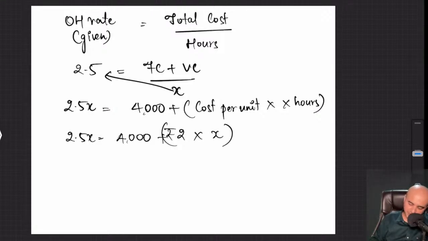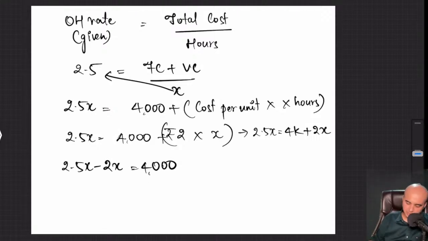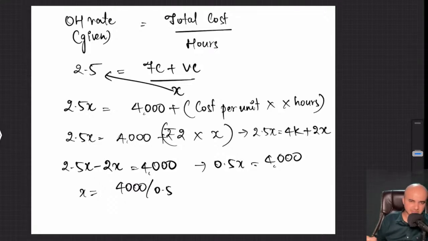If I further simplify, 2.5x equals 4,000 plus 2x. So let me bring 2x to the LHS. It will be 2.5x minus 2x equals 4,000. Further simplifying, 0.5x equals 4,000 and x equals 4,000 divided by 0.5, which is nothing but 8,000, half basically. 8,000 hours. That is the thing.